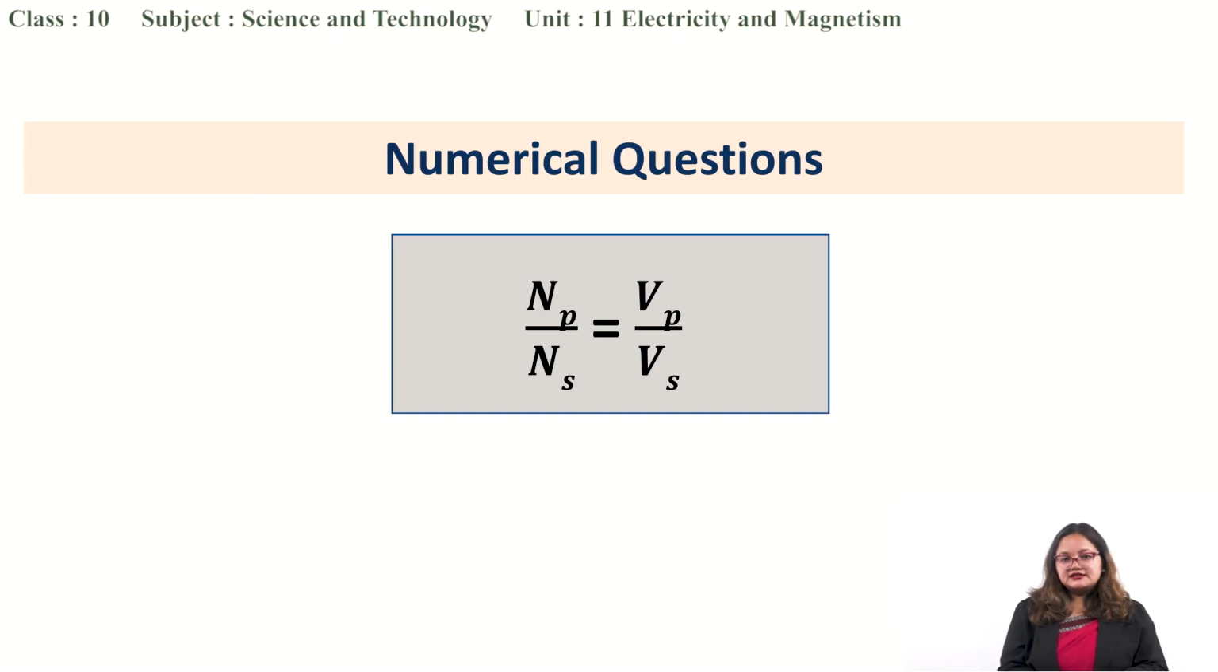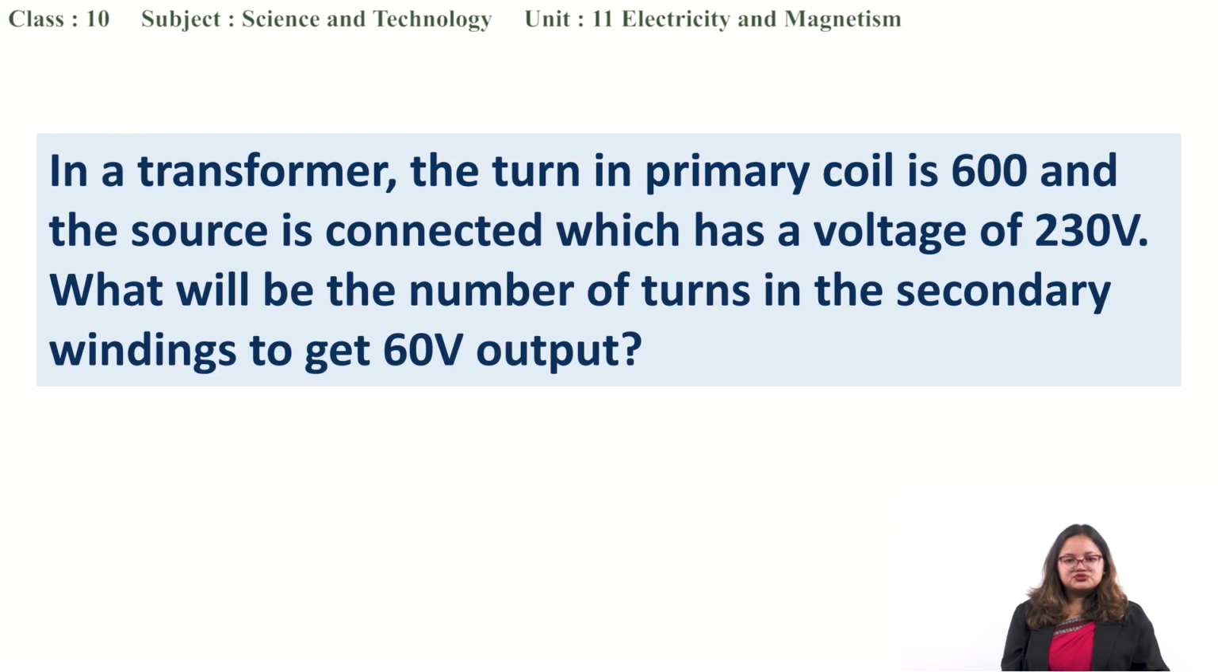I have highlighted this formula because to solve the numerical problems related to transformers, this formula is quite enough, which is Np by Ns equals Vp by Vs, where Np is the number of turns in the primary coil, Ns is the number of turns in the secondary coil, Vp is the primary voltage, and Vs is the secondary voltage. So with this note, let's solve this question.